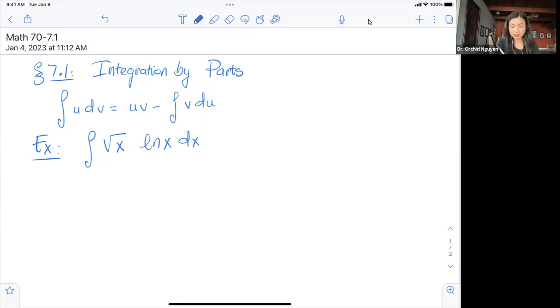In this case, you can see that u should be ln x, because when you take the derivative of u, it's going to be really easy. And then dv should be the other part. So dv in this case should be square root of x dx. After that, we need to figure out du. So du is going to be 1 over x dx.